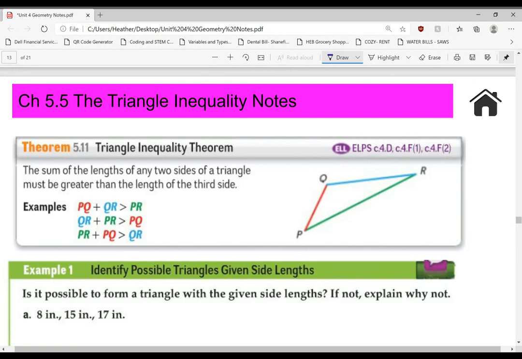The sum of the lengths of any two sides of a triangle must be greater than the length of the third side. So if we look at our example, PQ, which is red, plus QR, which is blue, is going to be greater than the hypotenuse PR. Same with QR plus PR is going to be greater than PQ, and PR plus QR is going to be greater than QR. So any two sides added together is going to be greater than the third side.